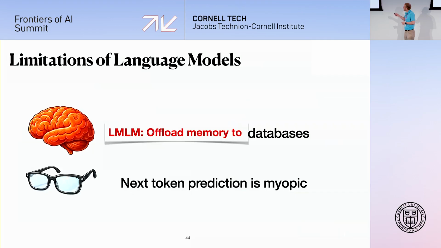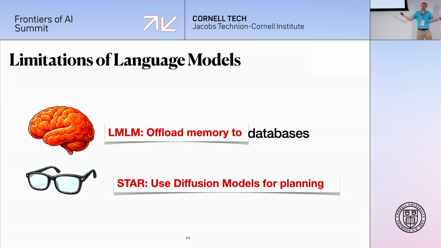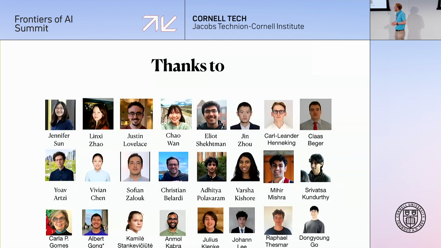So in summary, the first one was, neurons should not be a database. A database should be a database. And instead of next token prediction, we actually should have a little bit of global planning, and then we do a lot better. That concludes my talk.